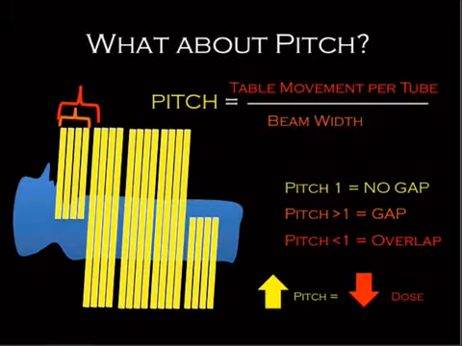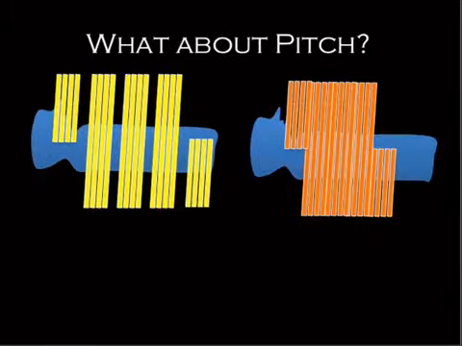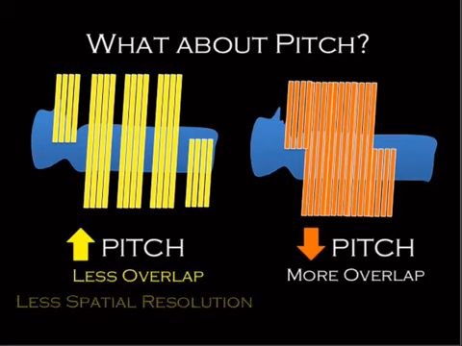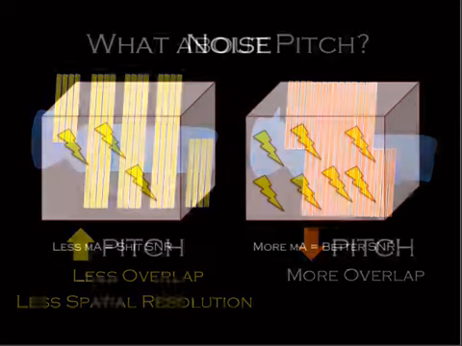So again, what about pitch? I mentioned that before. If you've got high pitch or low pitch, with high pitch, you're going to have a bigger gap, more or less overlap. And with low pitch, you're going to have more overlap. So high pitch is going to have less spatial resolution because you've got gaps in between here, right? Thicker slices equals less spatial resolution. As pitch increases, so does the width of the slice sensitivity profile. That's a wording sometimes you'll hear, the SSP. As the slice sensitivity profile widens, slice thickness widens, and thicker slices equal less spatial resolution.